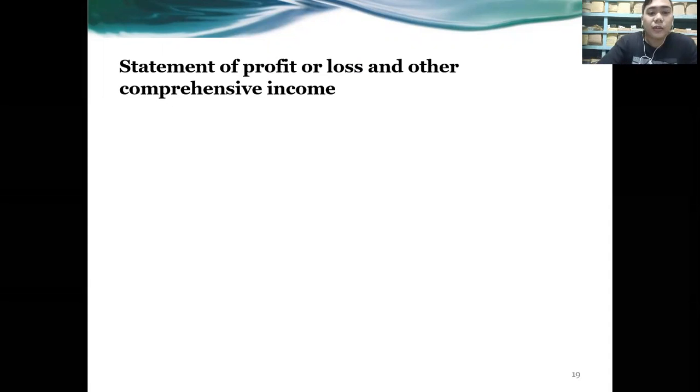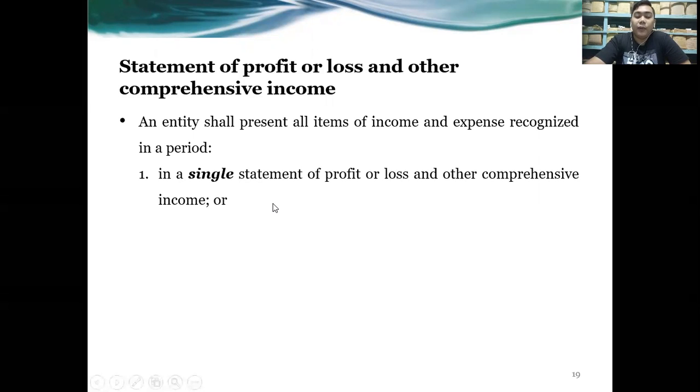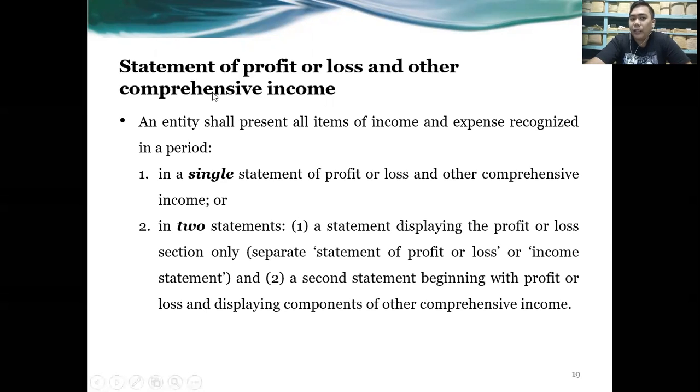Okay. So statement of profit or loss and other comprehensive income. An entity, kagina financial position natin gipresenta ang klase. Now, let's proceed sa aton nga income statement or statement of profit or loss and other comprehensive income. So an entity shall present all items of income and expenses recognized in a period, first, in a single statement or duwa ka statement.